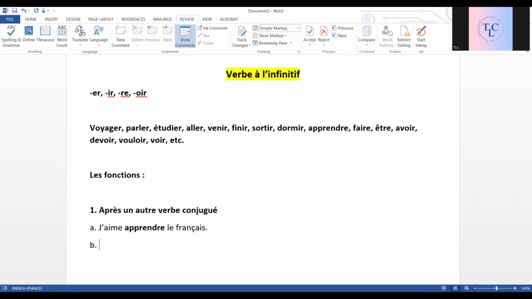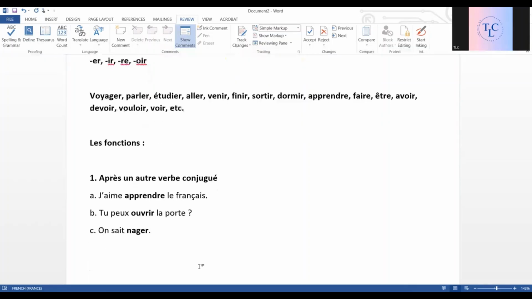Okay, then we have another example. Tu peux ouvrir la porte. Okay, so tu peux, pouvoir is conjugated, but the second verb is not. The third one, on sait nager. We know how to swim, so savoir is conjugated, but nager is not. Okay, so that's how it is.